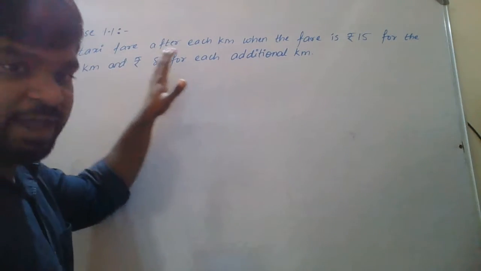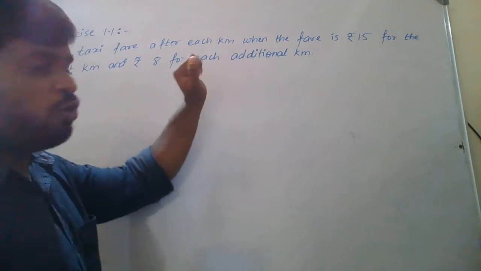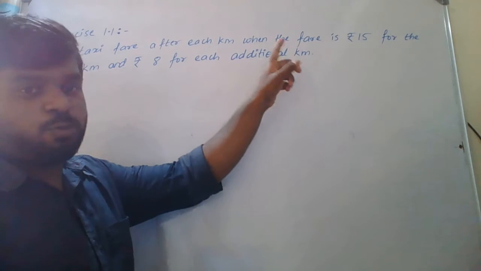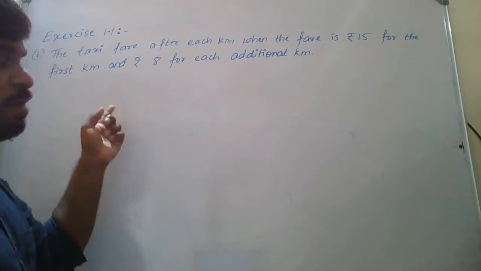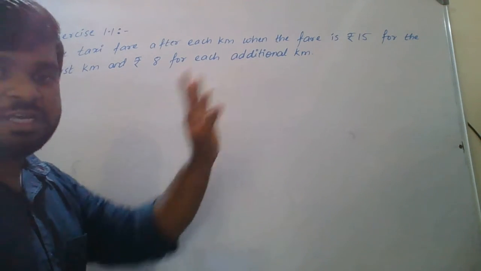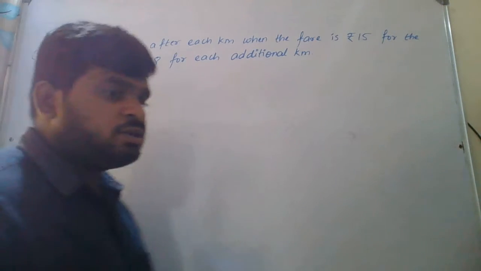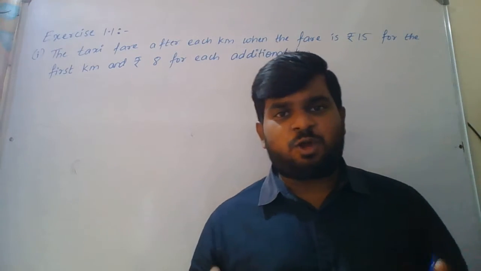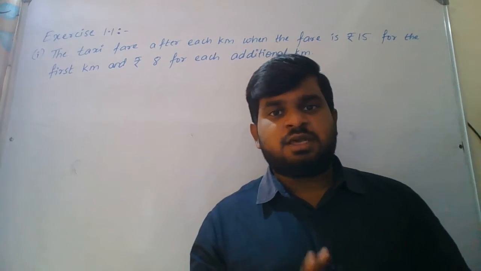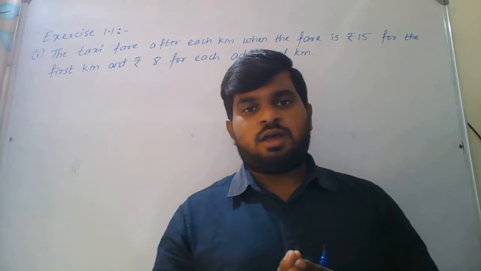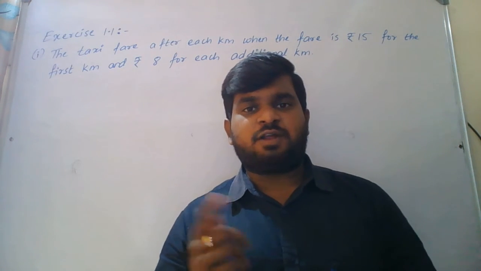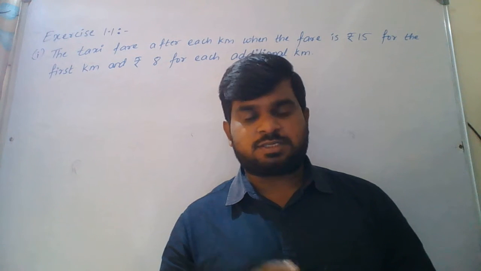The taxi fare after each kilometer, when the fare is rupees 15 for the first kilometer and rupees 8 for each additional kilometer. So it's very simple. For the first kilometer, it is 15 rupees. Say suppose I start now. I go by a taxi. After 1 kilometer, I have to pay 15 rupees.